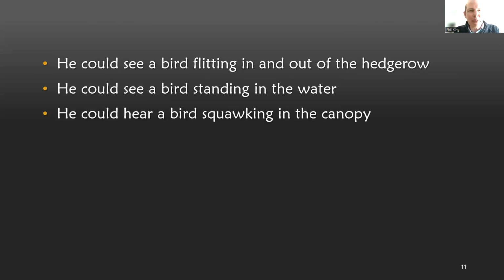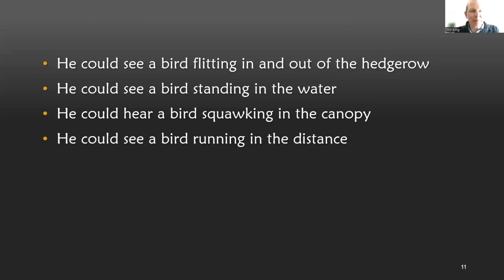Or he could hear a bird squawking in the canopy. Or maybe now what's going to come to your mind more closely is something with bright colors, maybe long tail feathers, if you're thinking about a forest scene. And when I say he could see a bird running in the distance, probably an ostrich is going to be much more salient now. It's going to come to your mind much more quickly. That is the kind of prototypical bird you'd think of in this context.